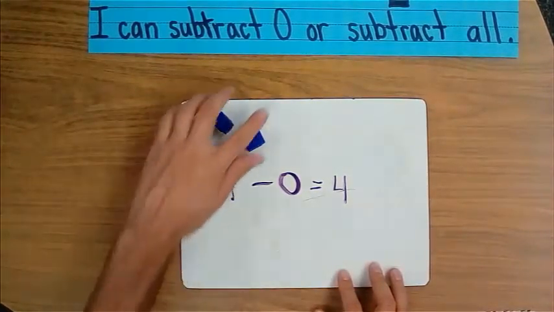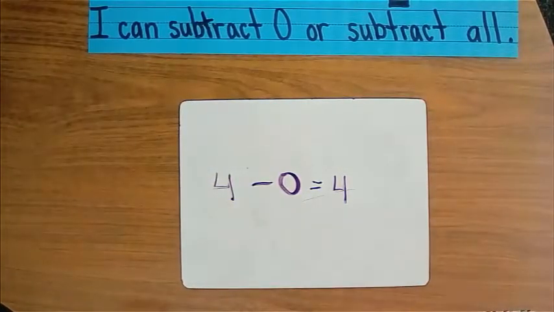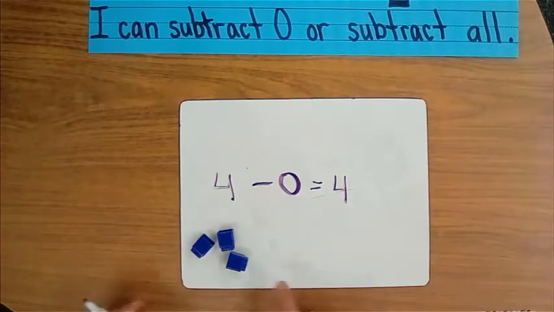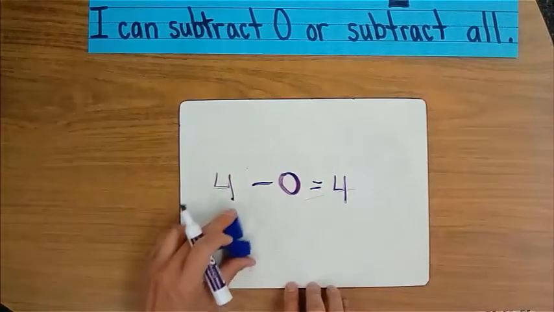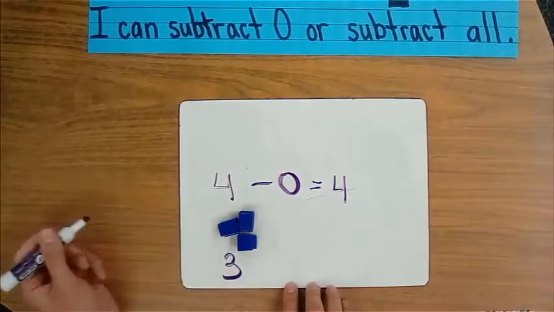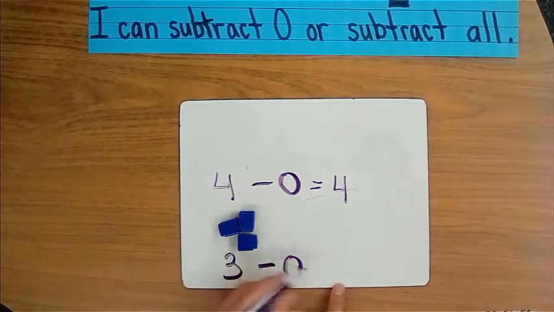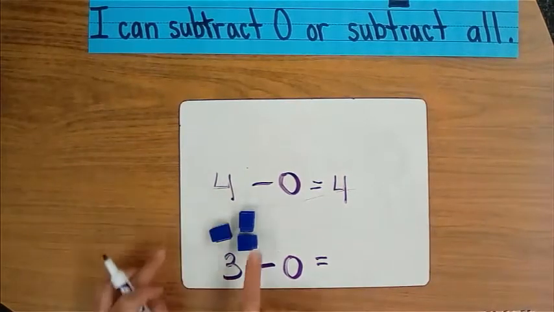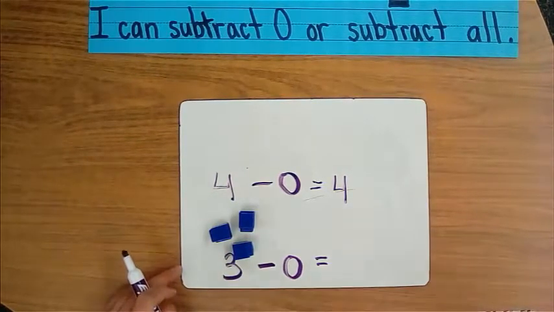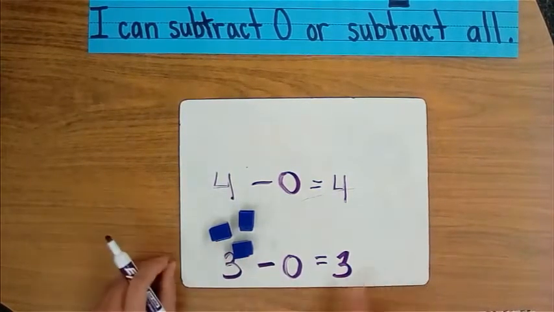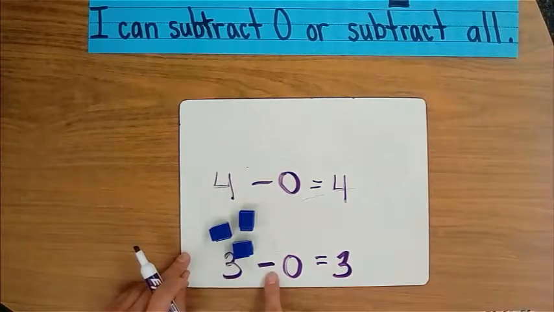All right, let's try a different number. What if I have 3 blocks? Okay, so I have 3 blocks. I'm going to say 3. And I take away 0 blocks. How many blocks am I going to have left? Well, let me see, I have 3 blocks. I'm taking 0 away, which means I'm not taking any away. So I have 3 left. So I could say 3 minus 0 equals 3.